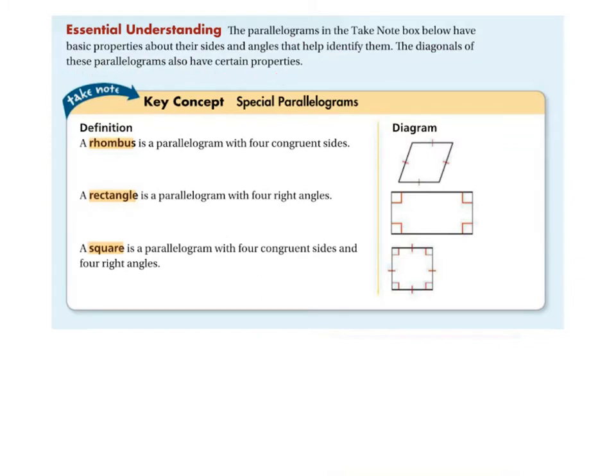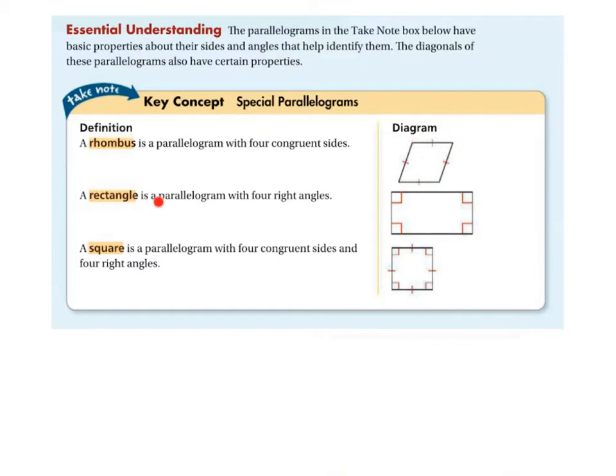So what we have here is three special types of parallelograms, and they have all of the features of a normal parallelogram plus some extra features that we're going to learn about today. Rhombus: all four sides are congruent. We already know that in a parallelogram, opposite sides are congruent. As it turns out, in a rhombus, all of them are.